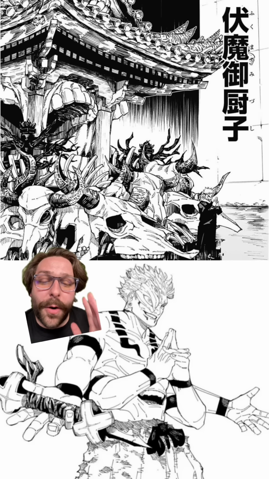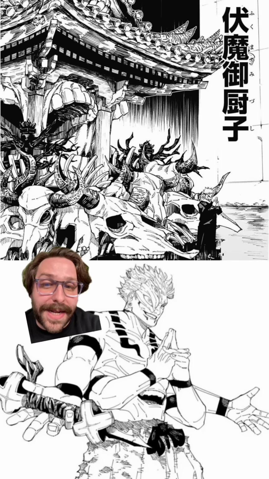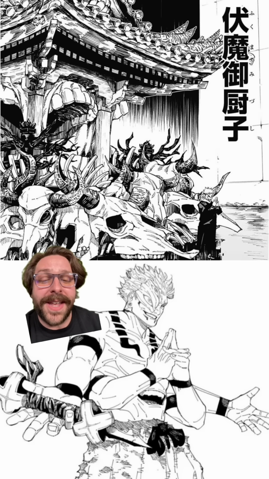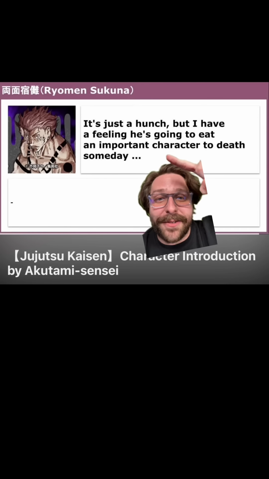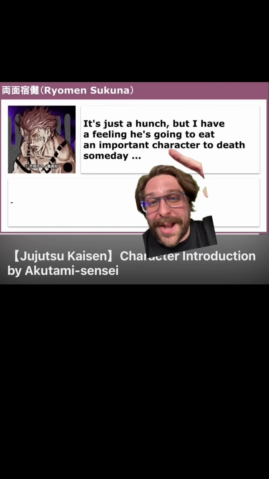Not only that, he always talks about eating in terms of his ideals. "I eat when I want to eat." The reason he keeps Uruume around is because they are such a great chef. Gege listed his likes as eating. And in an interview from a few years ago, Gege dropped this ominous statement where he says, "It's just a hunch, but I have a feeling Sukuna is going to eat an important character someday."